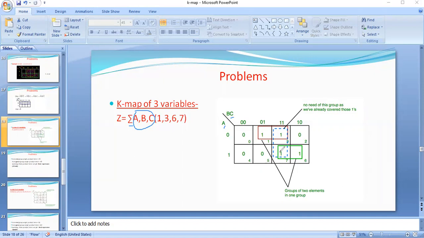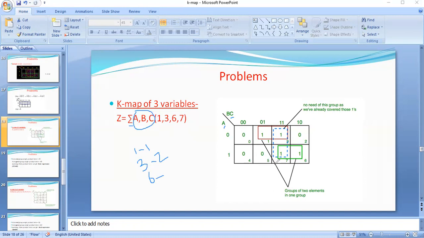After that, we have to write the number of adjacencies. See here, for min term 1, only one cell is adjacent, that is 3. There is no one here, there is no one here. So the number of adjacencies is 1. Next I'm taking min term 3. For min term 3, 1 is adjacent and 7 is adjacent. So the total number of adjacencies is 2.